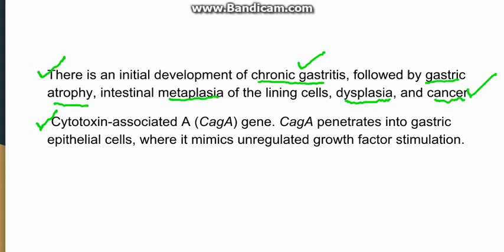Another reason is a gene present in H. pylori, that is the CagA gene. This gene also penetrates into the gastric epithelial cell where it mimics growth factor stimulation. It mimics unregulated growth factor stimulation.